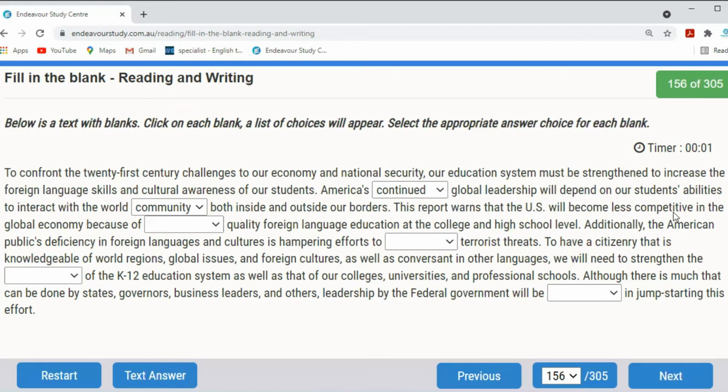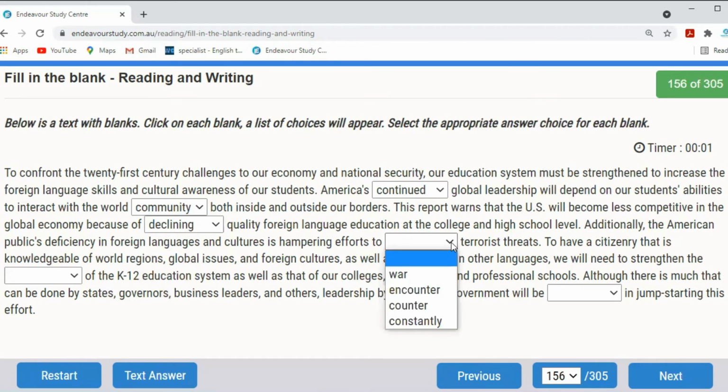Okay, how do we use this word? Competitive in the global economy because of declining quality foreign language education at the college and high school level. Because of declining, something is declining, the quality is declining. Additionally, the American public's deficiency in foreign languages and cultures is hampering efforts to counter terrorist threats.